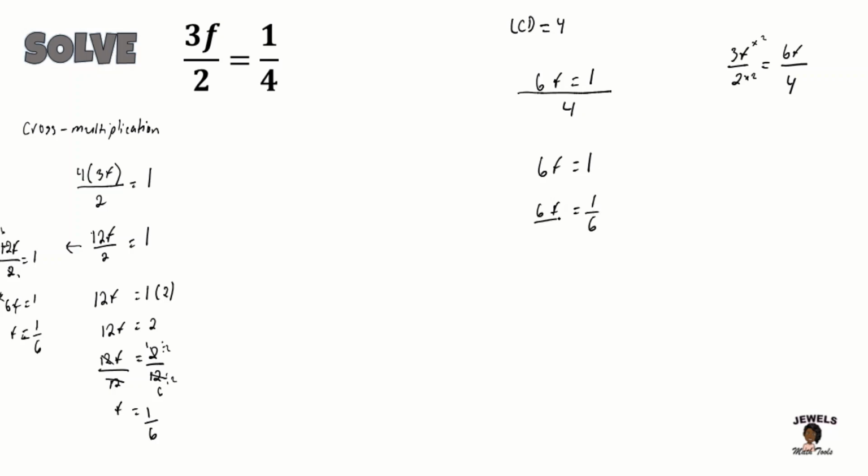Remember, we divide by 6 to get our variable f on one side of the equation by itself. So my f is equal to 1/6. So we just used two different methods to solve one equation.